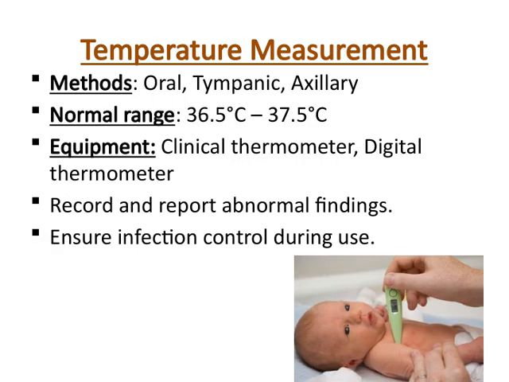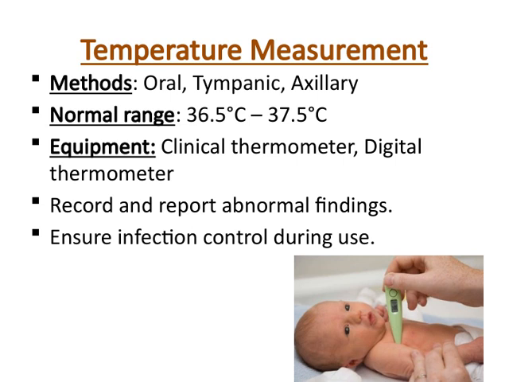Let's talk about temperature measurement, which is a key part of assessing a patient's health. We typically use methods like oral, tympanic, or axillary measurements. Each of these methods has its own advantages and specific procedures. The normal body temperature range is generally between 36.5 degrees C and 37.5 degrees C, so knowing this helps us identify when a patient might have a fever or hypothermia.